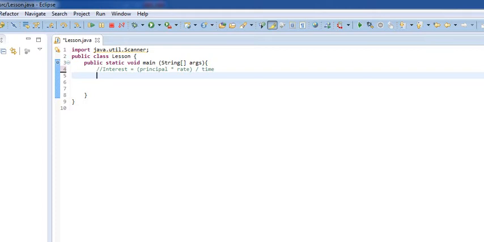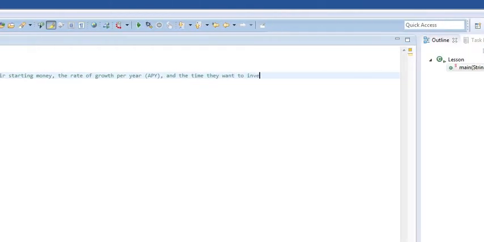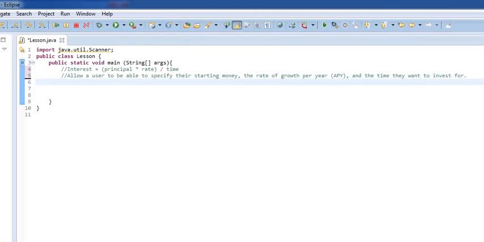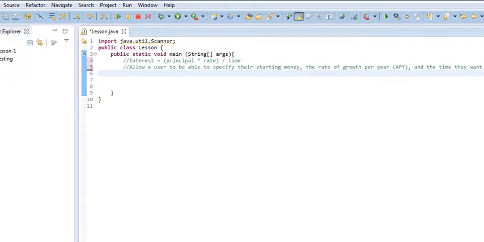Okay, so if we're going to be doing this, we want to allow a user to be able to specify their starting principal, starting money, the rate of growth per year, APY, and the time they want to invest for.